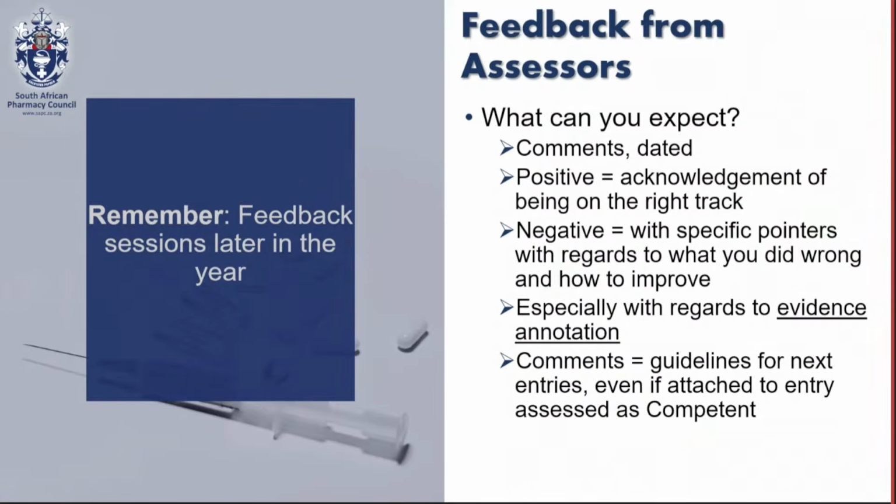Those comments are guidelines for the next entries. Even if it's attached to an entry that's assessed as competent, as I said, there might be guidelines. So the assessor might say, look, the benefit of the doubt has been given to you with this particular entry, but these are the issues or the things that led to the benefit of the doubt, or ensure that your evidence is clear and legible. It had to be zoomed in many times for the assessor to be able to read this. Your annotation needs to be clearer, or whatever the comment is, but you have to read the comment in order to be able to make those changes.